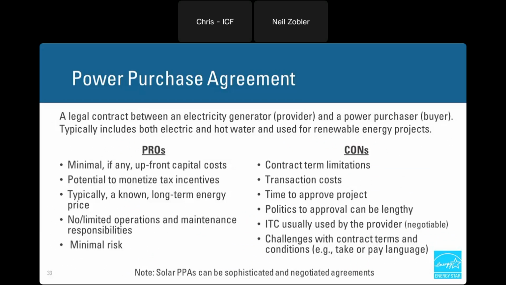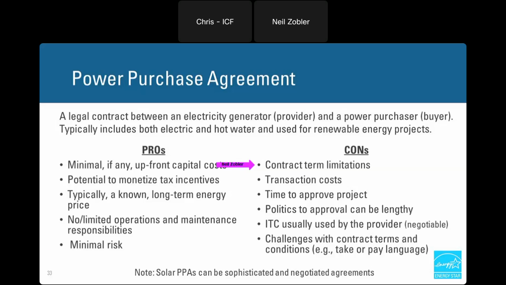PPA, power purchase agreement. It's a legal contract between an electric generator, a provider, and a power purchaser, a buyer. Typically includes electric, hot water, and is used for renewable energy projects. Upfront costs are minimal. Potential to monetize tax benefits are definitely there. It's a known long-term energy price, so you know what you're coming into. There are no or limited operations and maintenance responsibilities, and the risk to you is minimal in terms of performance.